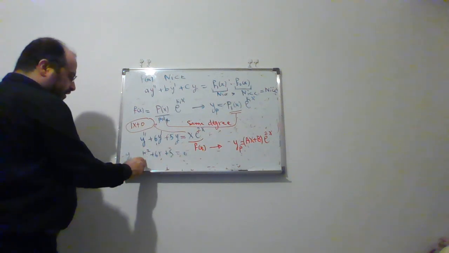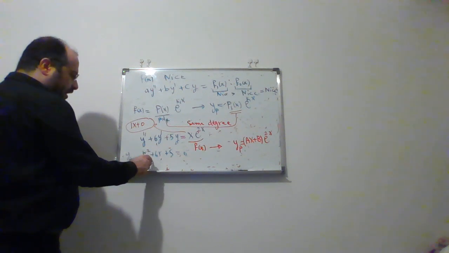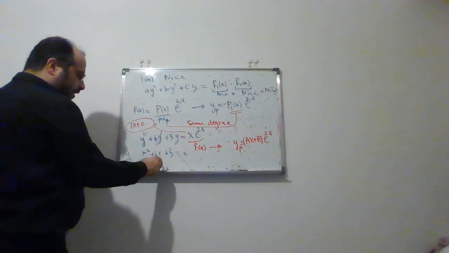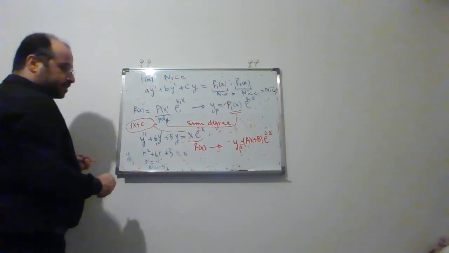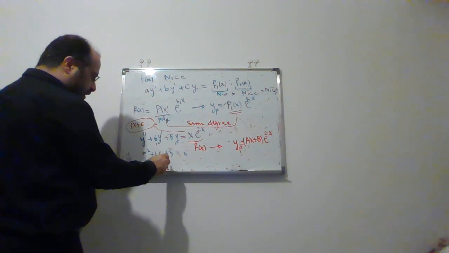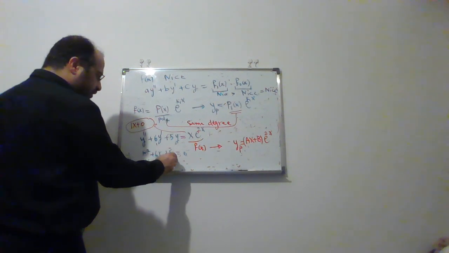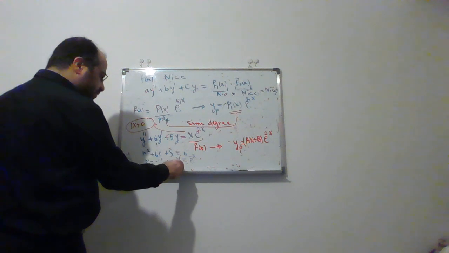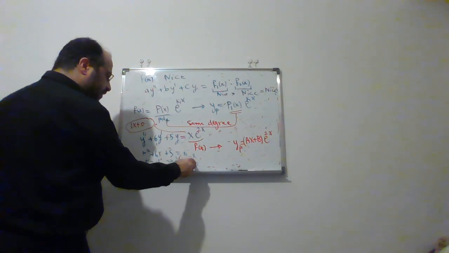And then finally, you will get something like r equal minus 1 and r equal to, I think, minus 5, right? And from this, you get what? You get from this one, y1 is e to the minus x, and y2 equal to e to the minus 5x.